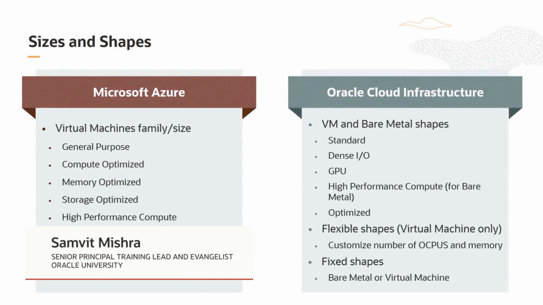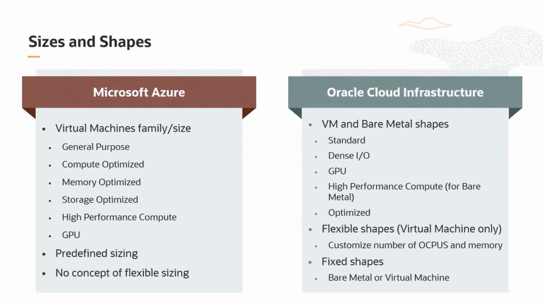Let's continue the discussion on compute. Let's talk about the virtual hardware configuration. Azure calls it size and OCI calls it shape. In Azure, there are different virtual machine families like general purpose, compute optimized, memory optimized, storage optimized. There is also a high performance compute and GPU option, and there are different VM sizes. In Azure, there is a predefined sizing and no concept of flexible sizing.